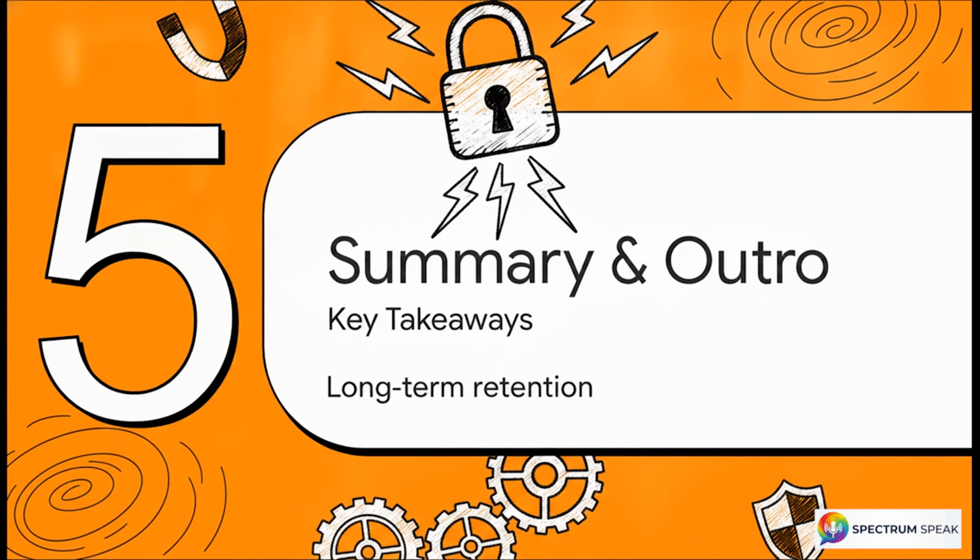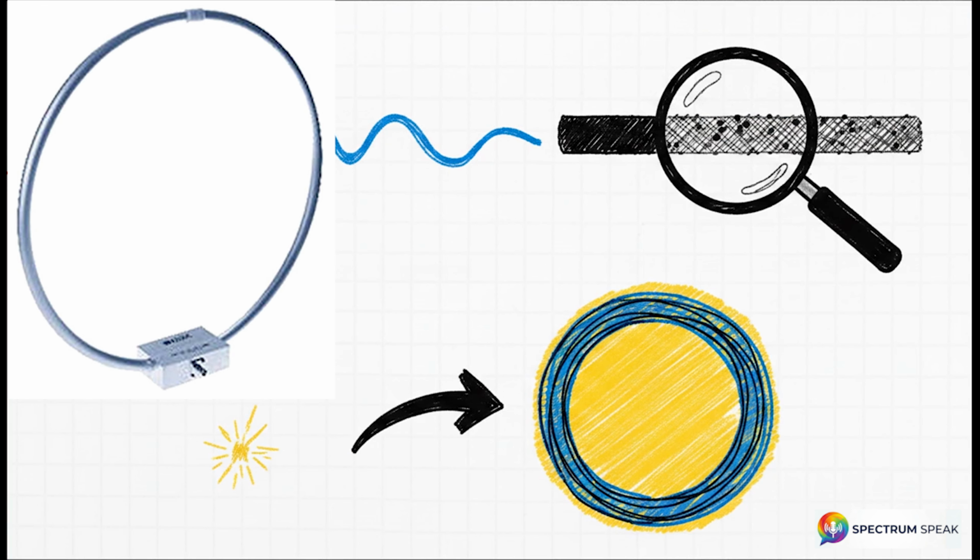Finally, Section 5, Summary and Outro. Let's lock in everything we've covered today with a rapid-fire summary of the absolute most critical takeaways for your long-term memory. Number 1, split shields separate E fields from H fields. Breaking the continuous loop prevents opposing magnetic fields from forming. Number 2, Schelkunoff's transfer impedance, Z sub t, is the fundamental metric dictating the true shielding effectiveness of your cables. And number 3, remember that inverse mathematical relationship. A lower transfer impedance equals exponentially better shielding power.